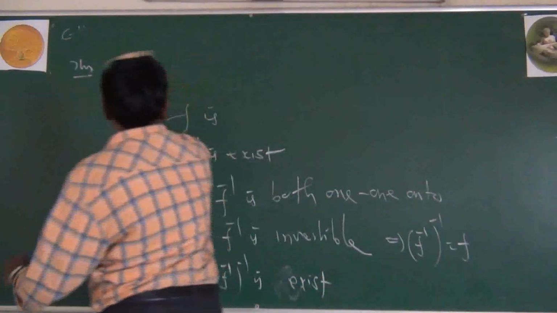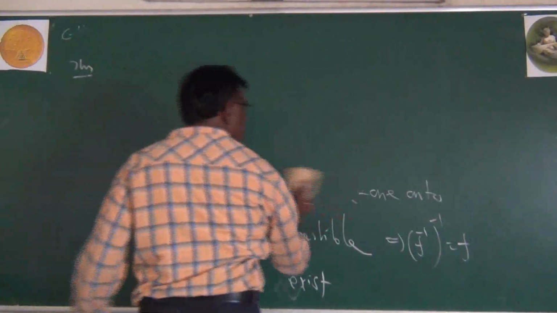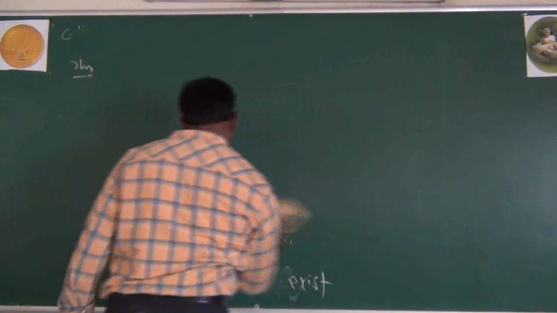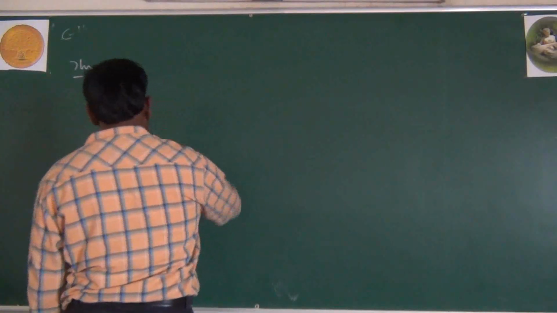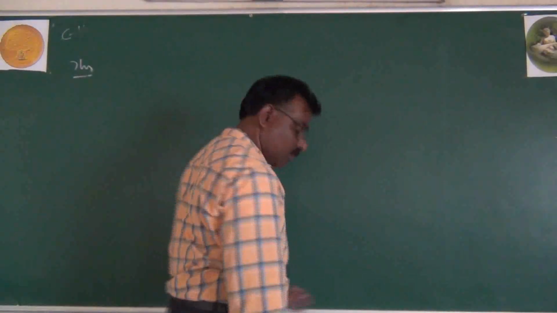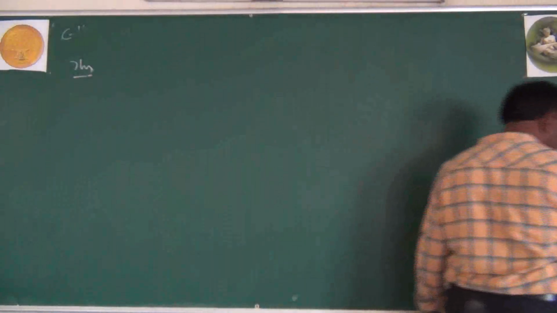So this is the property number 4, some property of composition. Okay. Last period, we discussed some composition properties also.